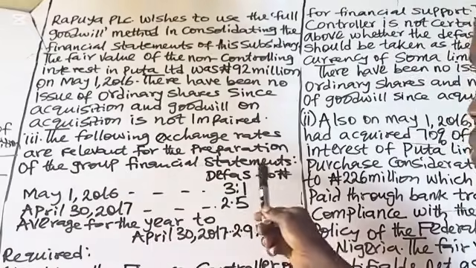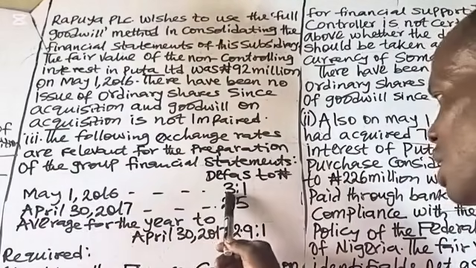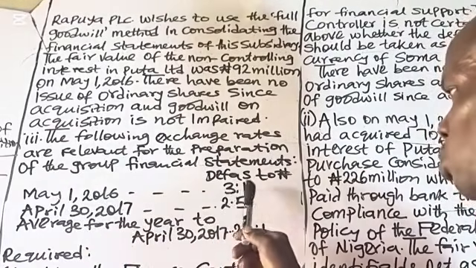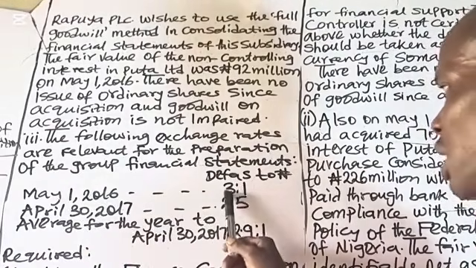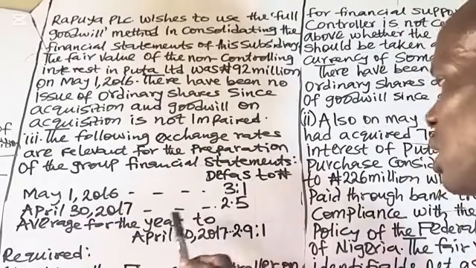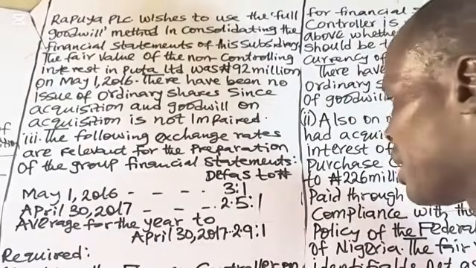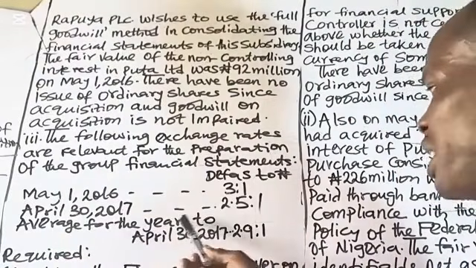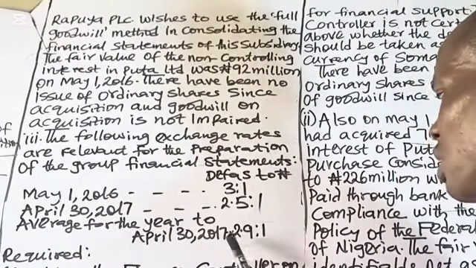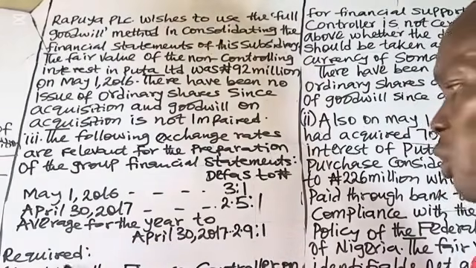We have DEFAs to Naira. May 1st, 2016: a ratio of 3 to 1, that is, 3 DEFAs to 1 Naira. April 30, 2017: 2.5 DEFAs to 1 Naira. Average for the year to April 30, 2017: 2.9 DEFAs to 1 Naira.